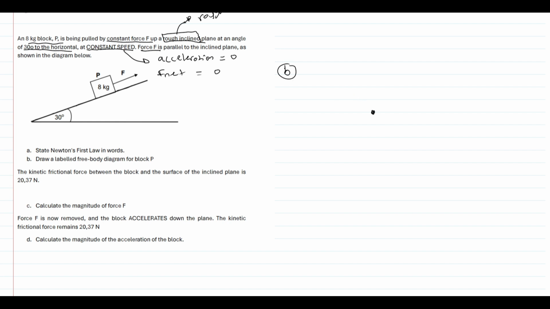So number one, we have the normal force, which is the force that is exerted by the surface. And then we have the weight, which is acting down. And then we have the applied force, which is F. And then we have the frictional force, since the surface is rough. And then we go to C.